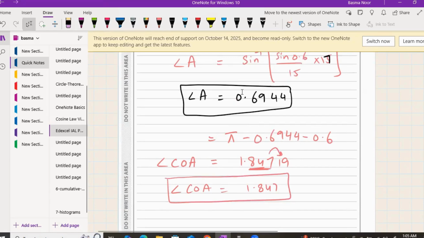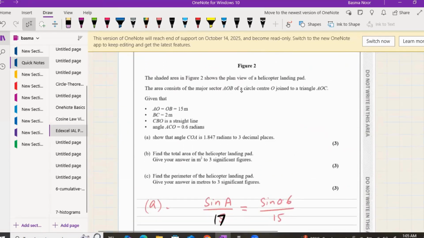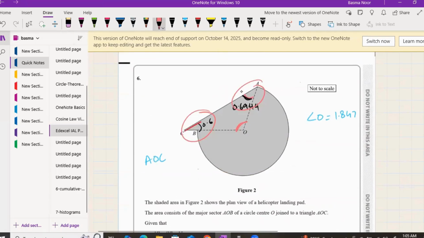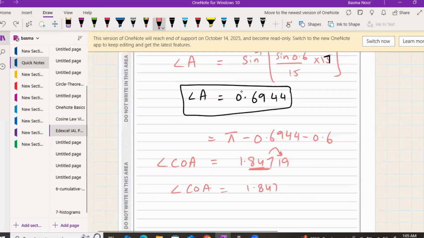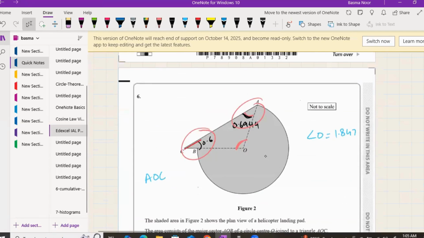Okay, now part B. Part B says find the total area of the helicopter landing pad. We want to give the answer in meters squared to 3 significant figures. We want to find this total area here. To get the total area, one of the things you are given is the triangle, so you can get the triangle area. First let's calculate the triangle area, and then you can use the area of a sector. This is a major sector.